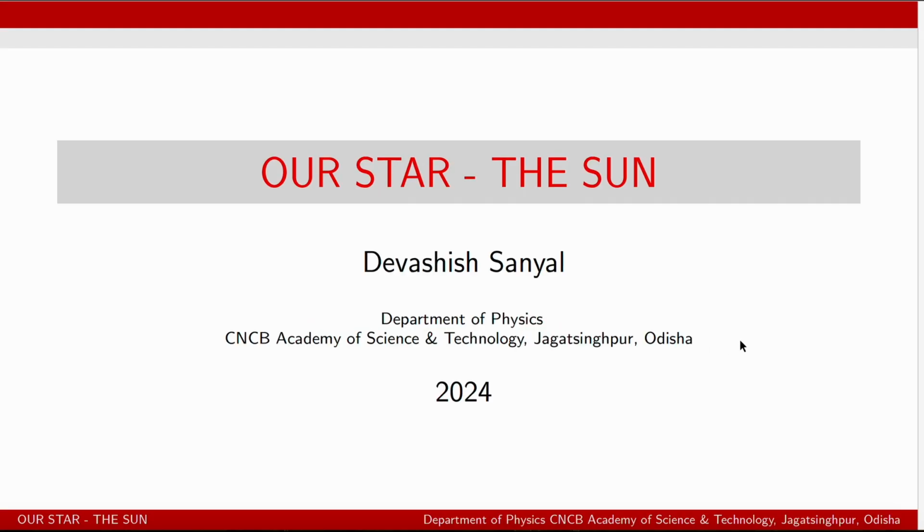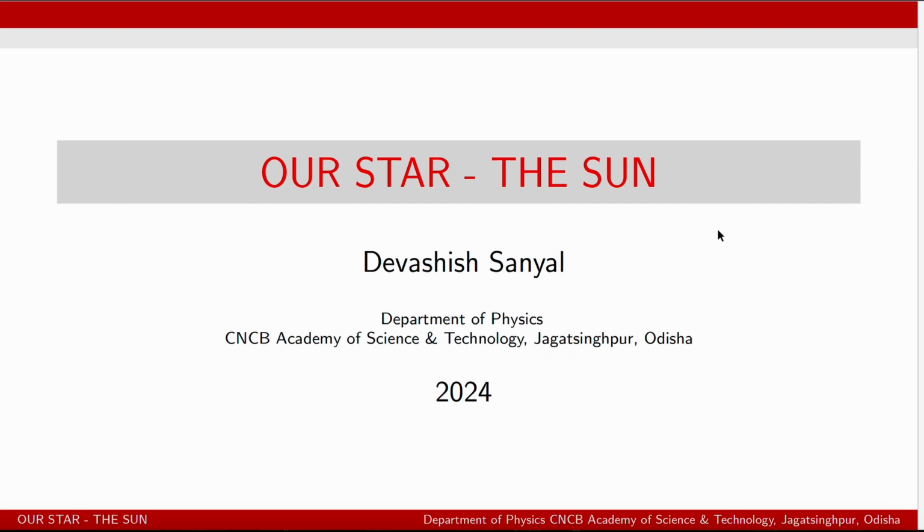The title of the lecture is Our Star, the Sun. The energy in the Sun is produced at its central core. This energy is in the form of electromagnetic radiation. If this energy had free run, it would have crossed the surface in 2 or 3 seconds. But that does not happen. In fact, this energy takes almost 10^5 to 10^6 years to cross the Sun.